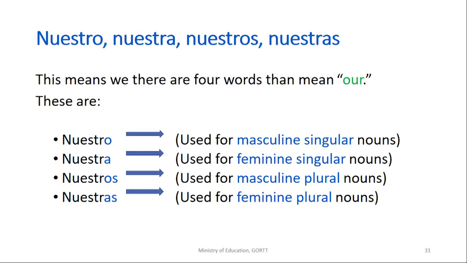Let's have a look again at the words for our. Nuestro, used for masculine singular nouns. Nuestra, used for feminine singular nouns. Nuestros, used for masculine plural nouns. And nuestras, used for feminine plural nouns.